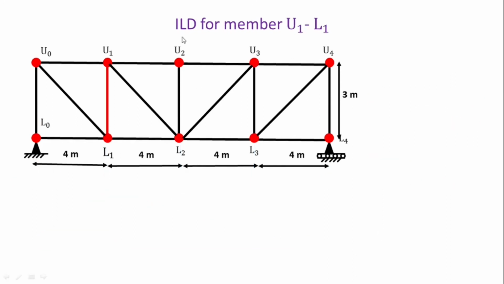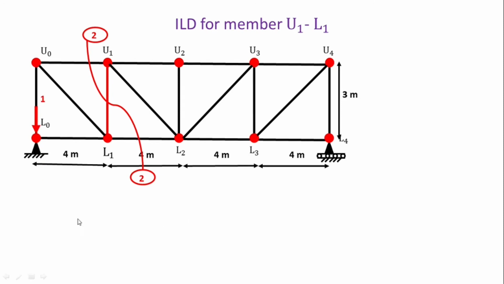Now the next member ILD, for member U1 L1, this vertical member. Again here we have to apply the section, so that this section cuts this member U1 L1, but this section should not cut more than 3 members. So section 2 cuts the U1 L1, then also the U0 U1, then also L1 L2, 3 members.